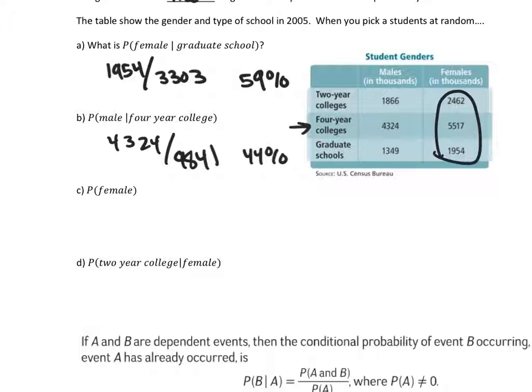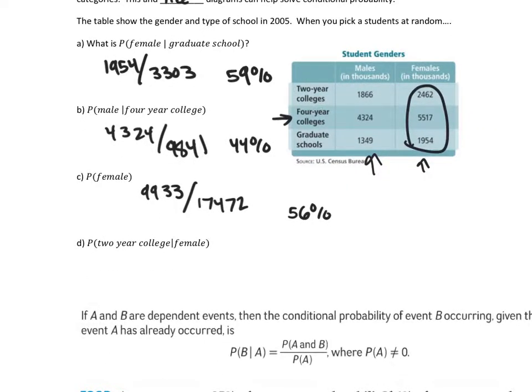So if I put all three of those numbers together, we get that there's 9,933 total females, and we need to divide it by all 6 of these numbers, which is 1,472. And when we divide that out, we'd see just the probability that we got a female in general, which is 56%. And then we could do one more.